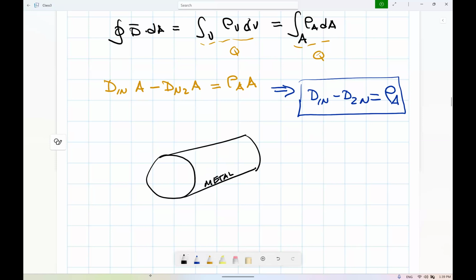If it is a metal, the charges will be distributed on the surface. So the Q inside, Q in, is 0, and all the charges are at the surface.